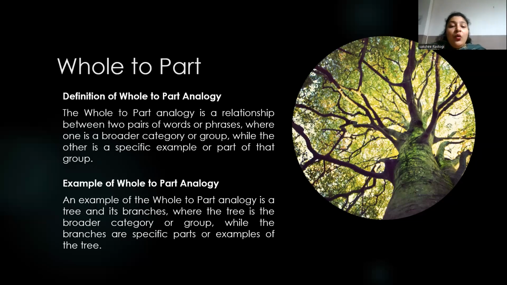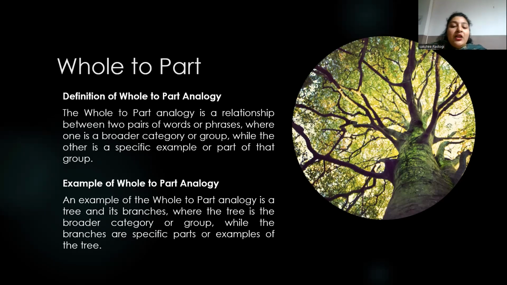Understanding how the whole is comprised of its parts. Making connections between different concepts and ideas. Developing critical thinking and problem solving skills. Let me know if you want to see some more examples. Definitions of whole to part analogy.